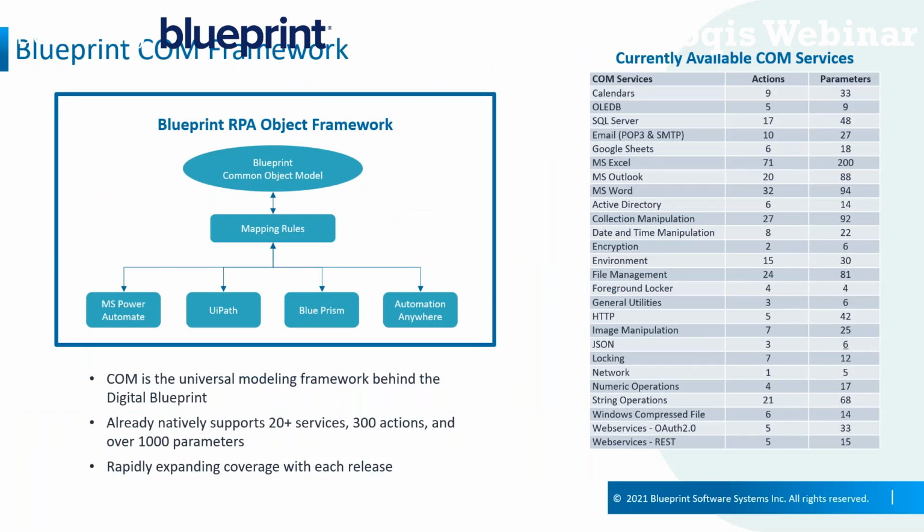What makes all this possible is something we call our common object model, or just COM. It provides an ever-increasing catalog of services that on the back end help us map these common commands and applications across all the different RPA platforms. All of these services and their specific actions and parameters are mapped directly into your automation development environment through our bidirectional connections with Automation Anywhere, Blue Prism, Power Automate, and even UiPath.